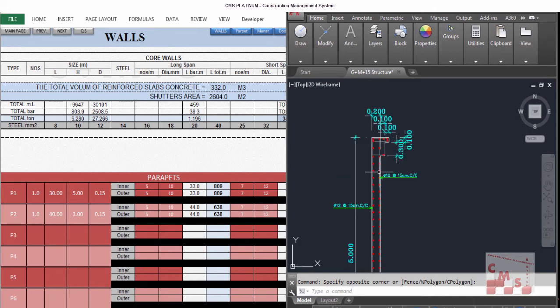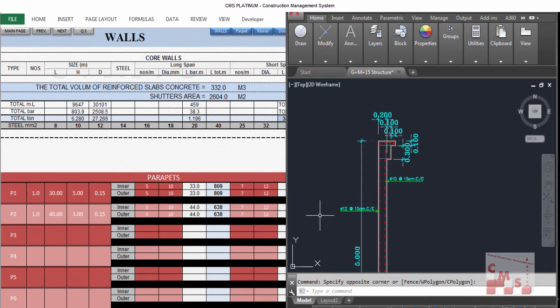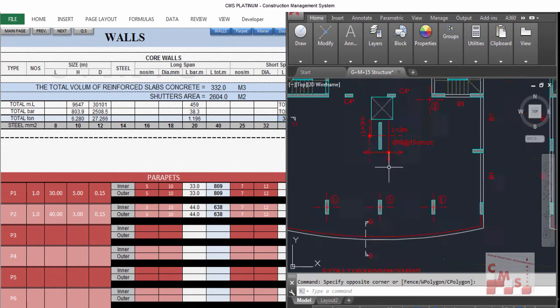How will this be entered in the CMS? By a very easy way, as we did before in the walls. We have numbers of parapet, the length of the parapet, the height of the parapet, and the thickness. Okay, plus the reinforcement as we did before in the walls. How will it be inserted? We will check the length.